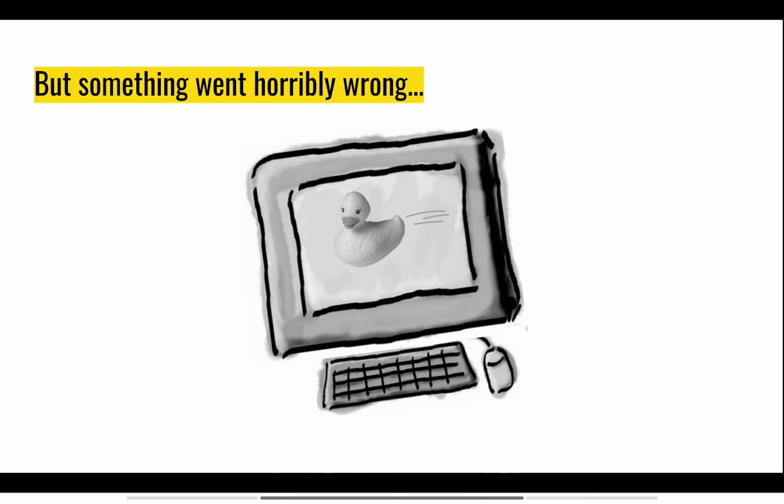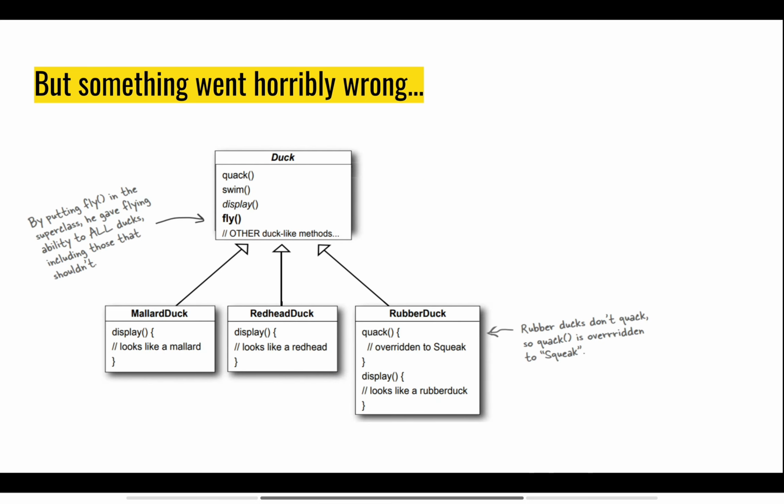But something went wrong. Joy got a call from his colleague saying she was having a demo with the client and there were a few rubber ducks flying over the display. She asked, "Was that your joke, Joy?" So, what went wrong in this design? Joy was not able to figure out there are other ducks who aren't supposed to have this behavior.